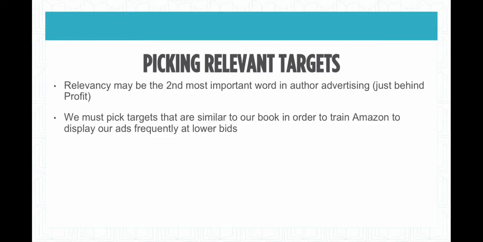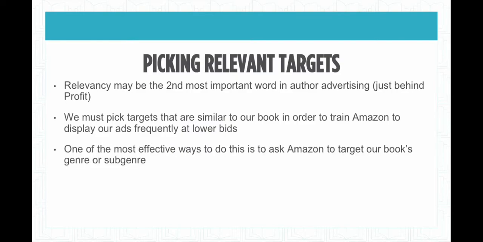This trains Amazon's algorithm to display our ads more frequently at lower bids. This is how you can sneak in lower bids, even if you're in a very popular genre like romance or self-help. I have seen these books get served with lower cost bids if the targets, the things they're trying to get their ads shown in front of, are as relevant as humanly possible.